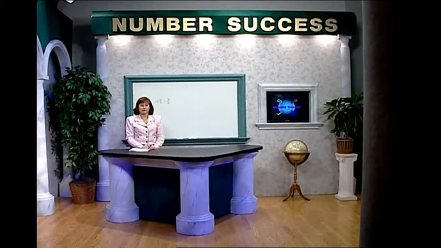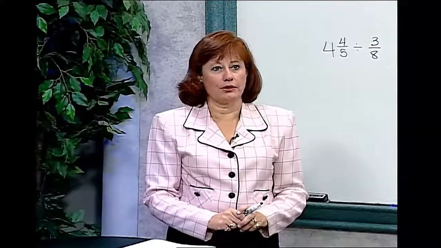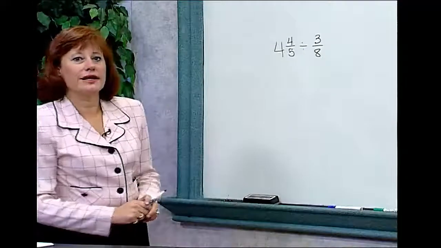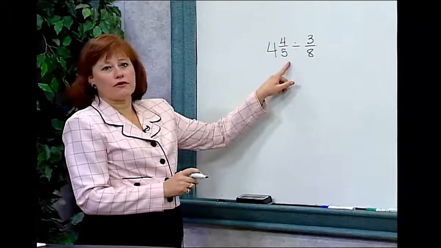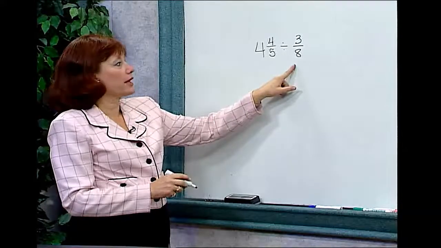Dividing with mixed numbers. Before dividing, change any mixed numbers to improper fractions. Invert the number on the right and multiply. We have an example of this type of problem on the board. We have the mixed number 4 4/5 divided by the fraction 3/8.